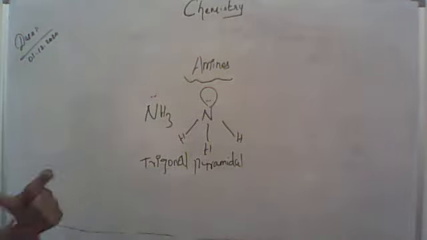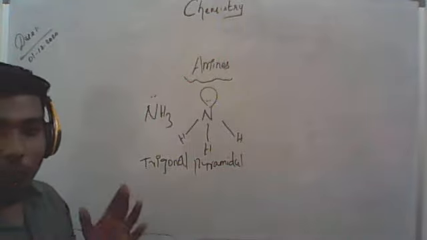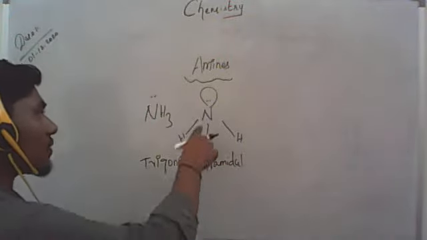So how do we get amines? By the replacement of 1 or 2 or 3 hydrogens from ammonia.